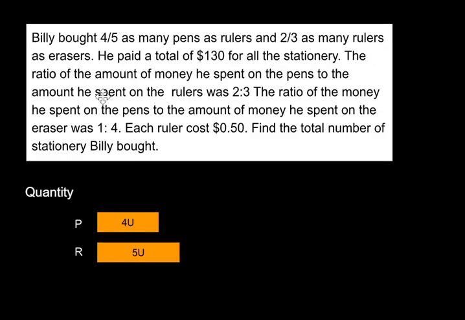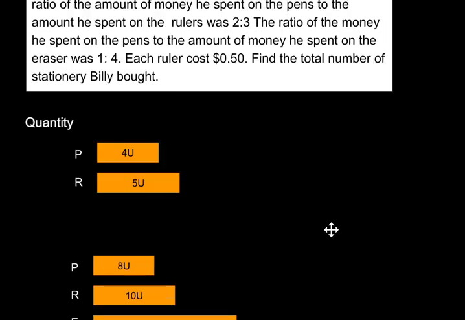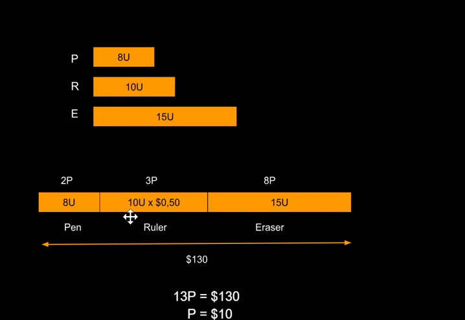the money part. The money part says that the ratio of the money that he spent on the pen to the money he spent on the ruler was 2:3. And each ruler cost 50 cents. So if he bought 10 units of ruler, which we don't know how many, we know that each one is going to cost 50 cents. And we know the money he spent on the pen versus the ruler is 2:3.